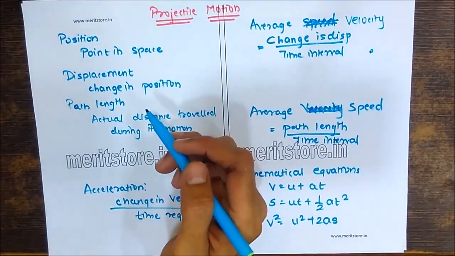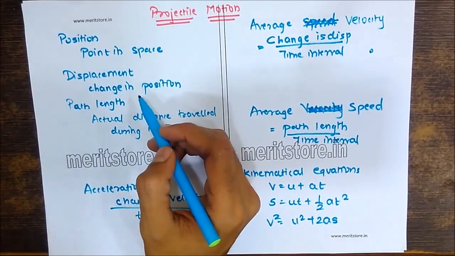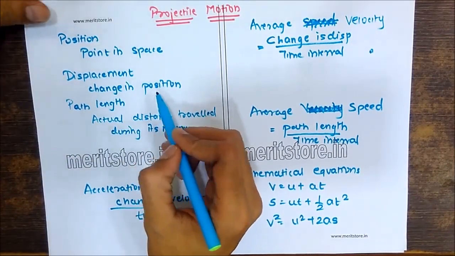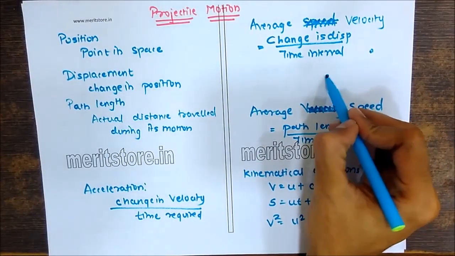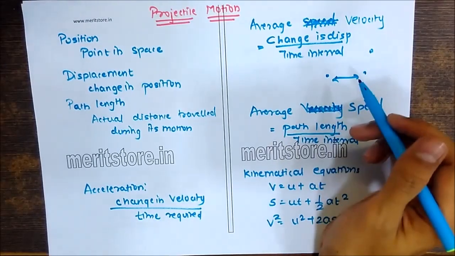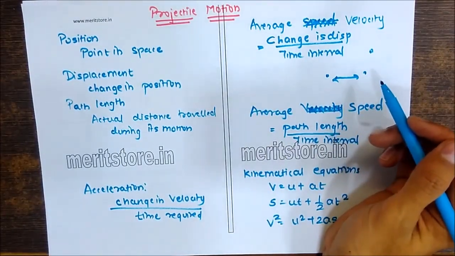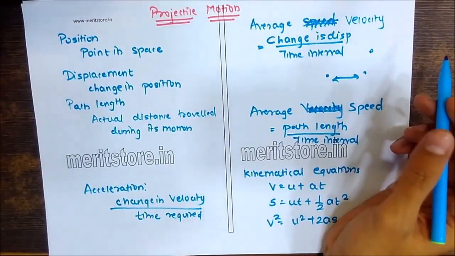Next we have the displacement. Displacement is nothing, as we know, but the change in the position of the particle which is traveling in a particular direction. Okay, suppose a particle goes from here to here, then the distance traveled by the object we call as the displacement. Okay, that is the change in the position.